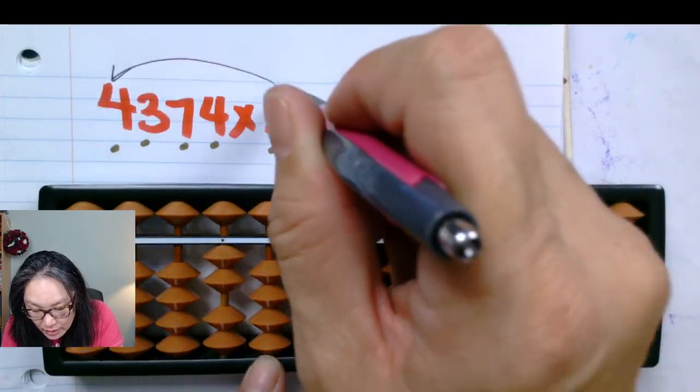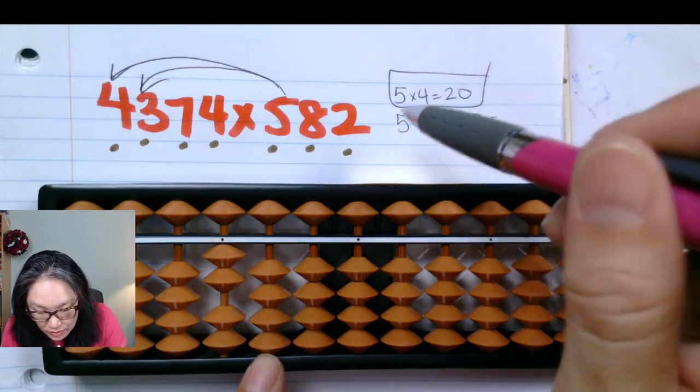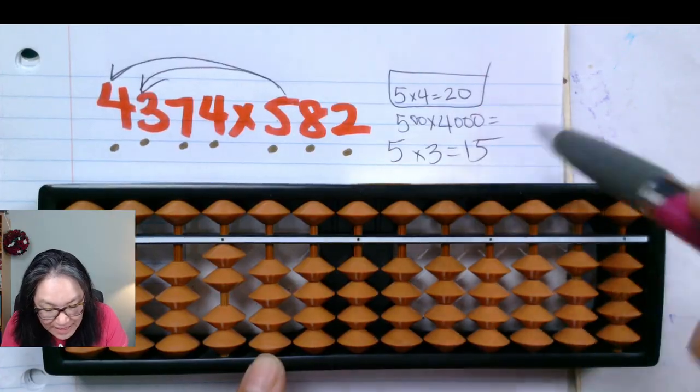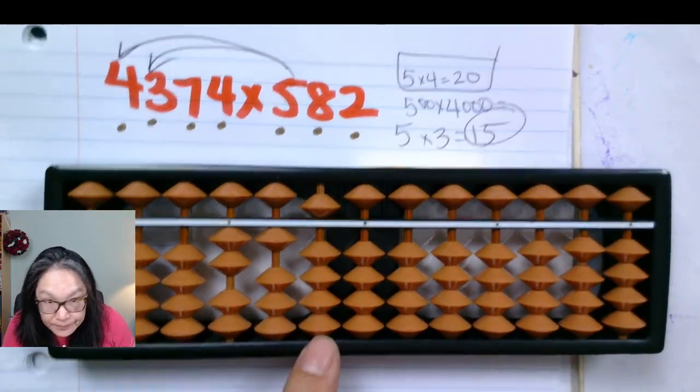Now I go to here. 5 times 3 is equal to 15. See how it's a double digit? So I add the 1, and I add the 5.